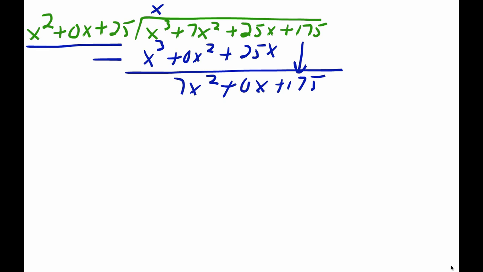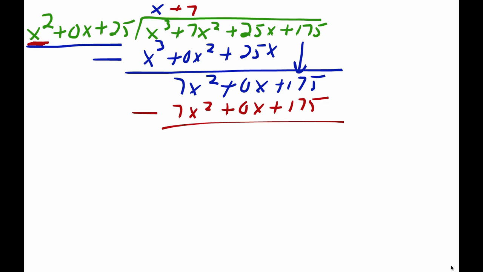So what times, go back up here, what times x squared gives me 7x squared? Well, it's going to be 7. So 7x squared, then take the 7 times the 0x squared, which would be 0x. Then the 7 times the 25, which would be 175. Subtract those, and you're going to get 0. So that's your remainder, which is good, because that means that x plus 7 is a factor. So I was glad it turned out to be 0 there.